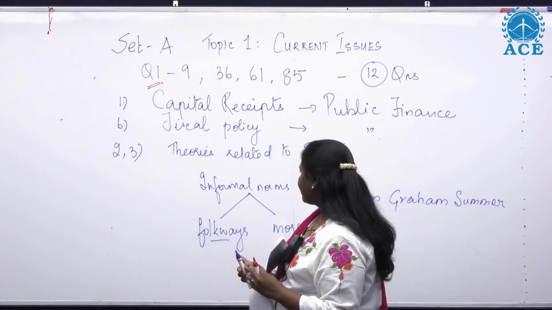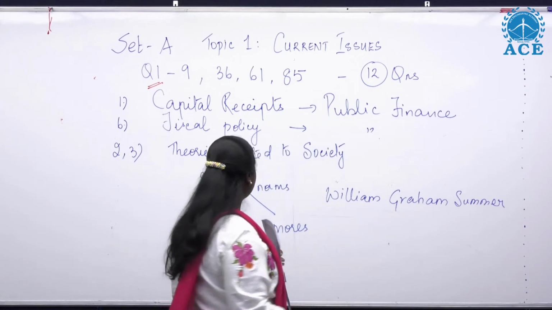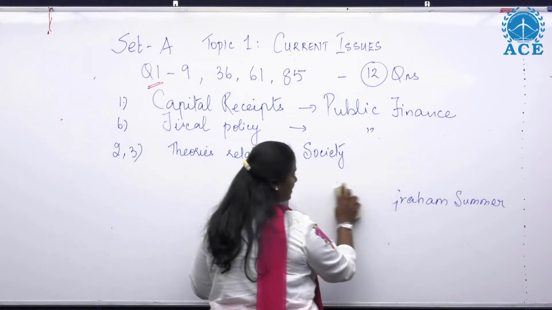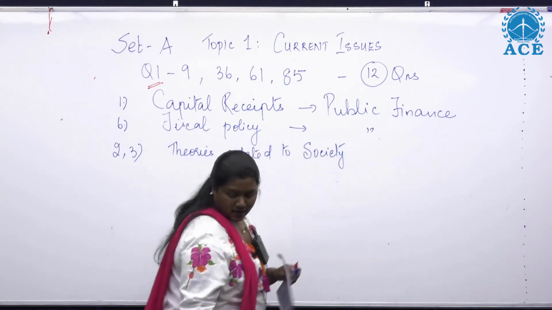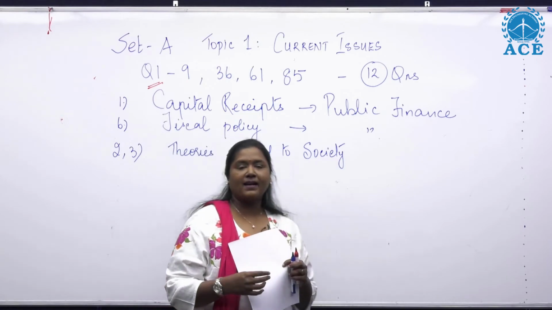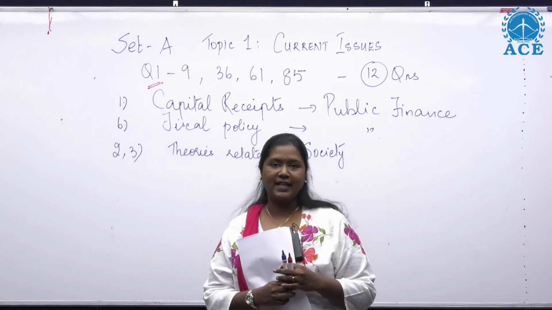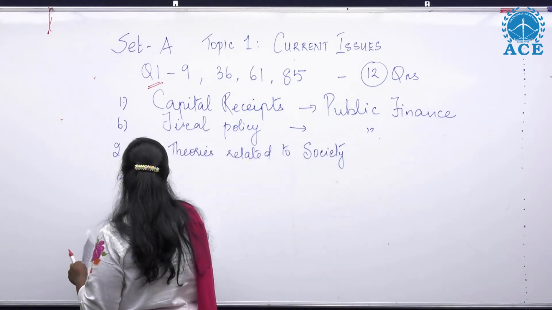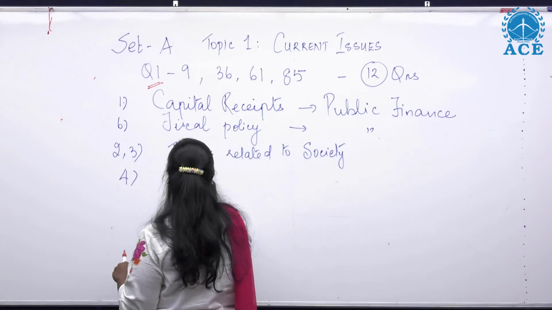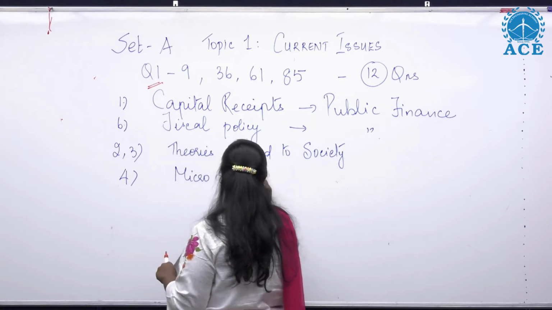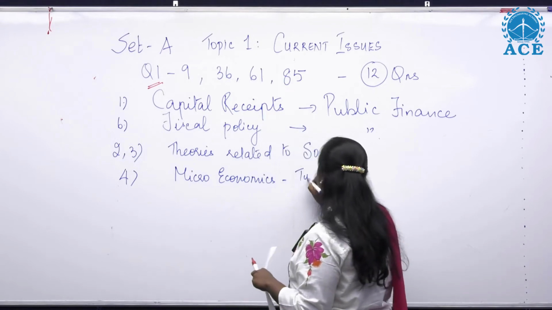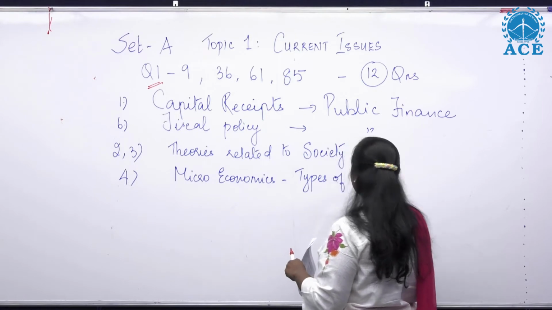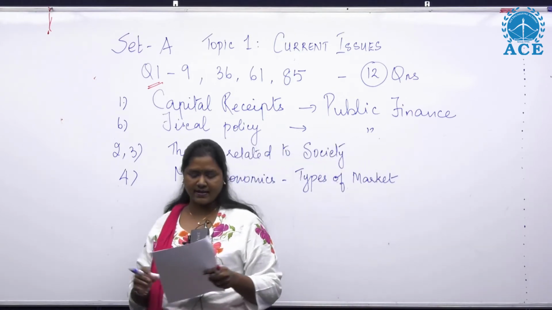Let's come to the fourth question now. The fourth question is related to microeconomics, types of markets, which I have discussed in class. Remember, we were talking about types of market: monopoly, duopoly, oligopoly, perfect competition, right? So the question is a very straight question. It is a microeconomics question, and the question is from types of market. In our textbook also this is there, right? All these questions were there in the textbook.